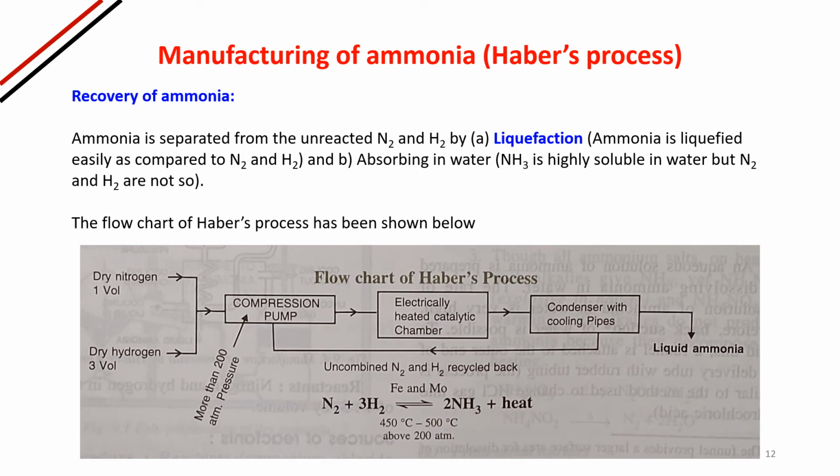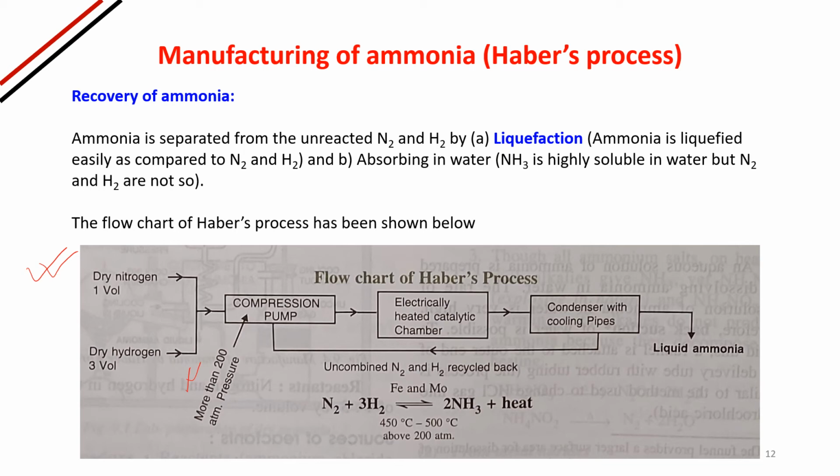Okay, this is the flow chart of Haber's process. Very important. You have to know this. See here, dry nitrogen is taken in 1 volume and dry hydrogen in 3 volumes. First, they go through a compression pump. In that compression pump, the pressure should be maintained at more than 200 atmospheres.